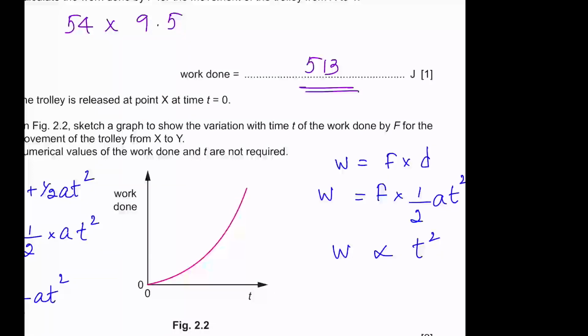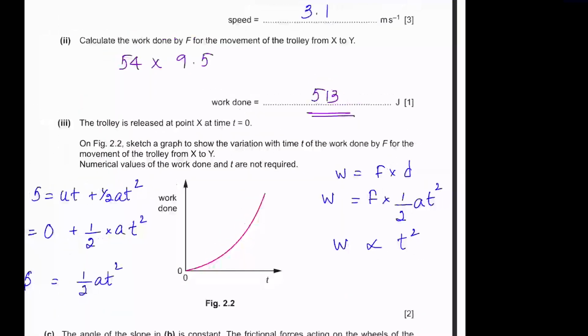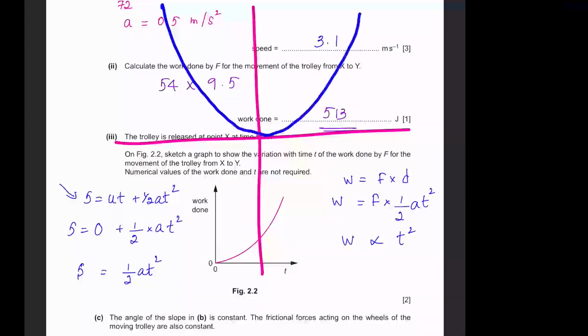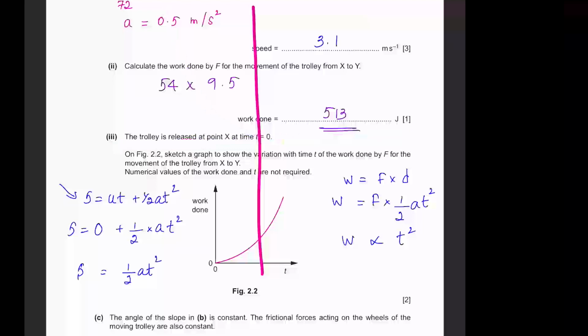This is what we have sketched in O levels, the graph of y equals x squared. The graph of y equals x squared looks like this, right? So that is y proportional to x squared. If you consider only the positive values of x, this is how the graph is going to look. So work done W is proportional to t squared. This is how the graph will be. If you have any questions, please stop.